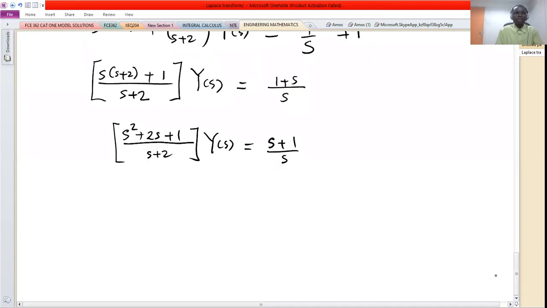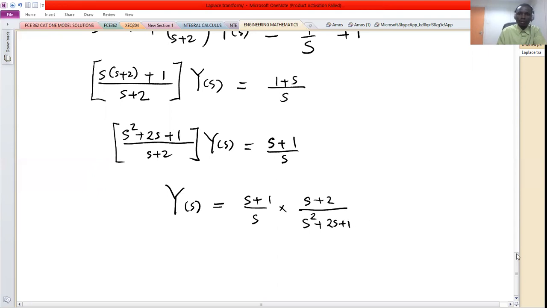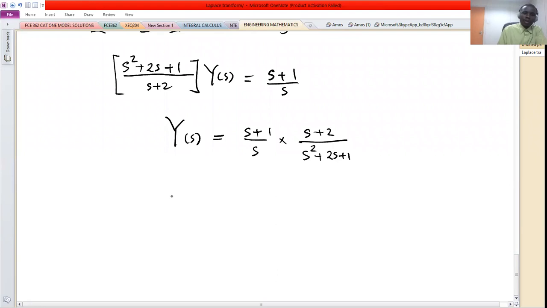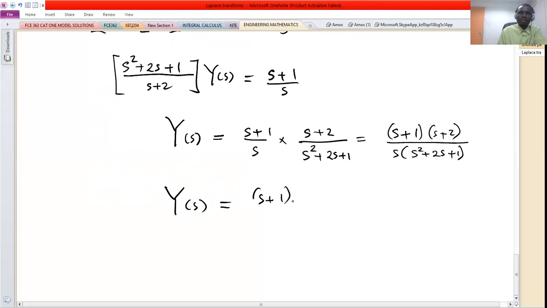And so what we do now, we make capital Y of s the subject. So capital Y of s will be given by s plus 1 over s times the reciprocal of this one, s plus 2 divided by s squared plus 2s plus 1. So this is the same thing as saying s plus 1 into s plus 2 divided by s into s squared plus 2s plus 1. So this would be Y of s, which is s plus 1, s plus 2, and then s.